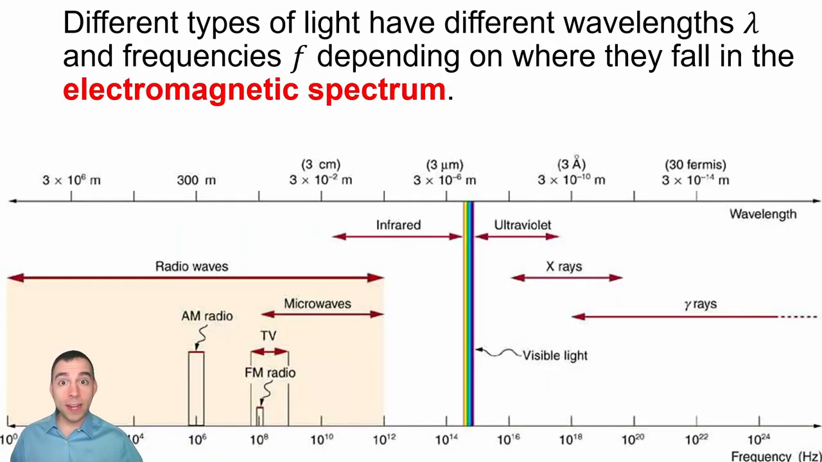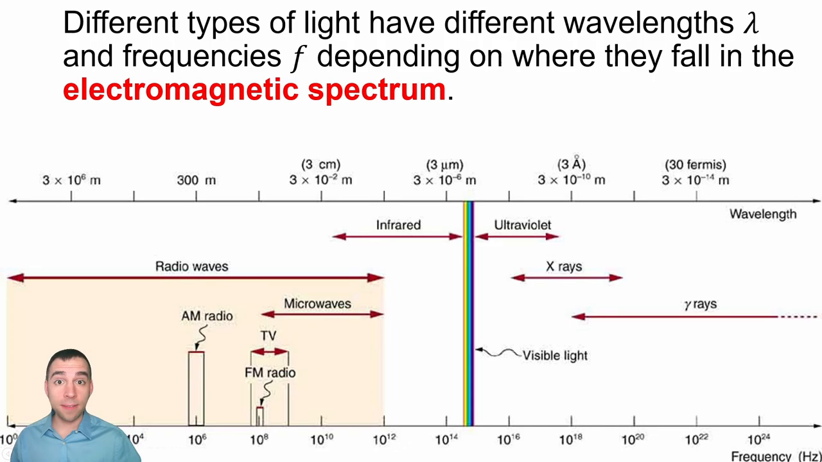All electromagnetic waves travel with a wave speed equal to the speed of light, but they can have different wavelengths. If the wave speed is the wavelength times the frequency, when we change the wavelength of an electromagnetic wave, we must also correspondingly change the frequency. So this electromagnetic spectrum really just tells you how different light waves can have different wavelengths and frequencies.